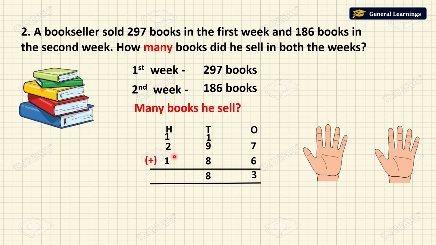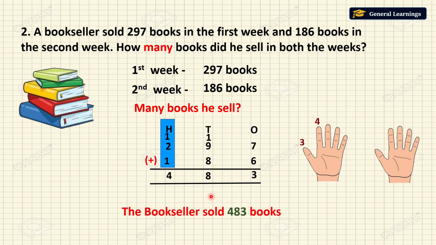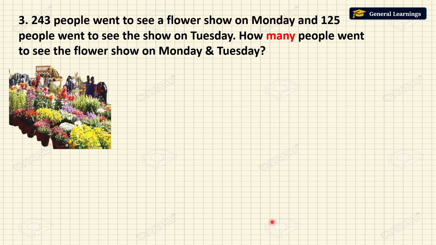Next, we need to add the hundreds place. We should keep 2 in our mind. Then after 2 will be 3. Next, we need to add the carried forward number 1 along with this 3. So 3 plus 1 will be 4. So 1 plus 2 plus 1 will be 4. So how many books did he sell? The bookseller sold 483 books in both the weeks. Next, we will see another example.